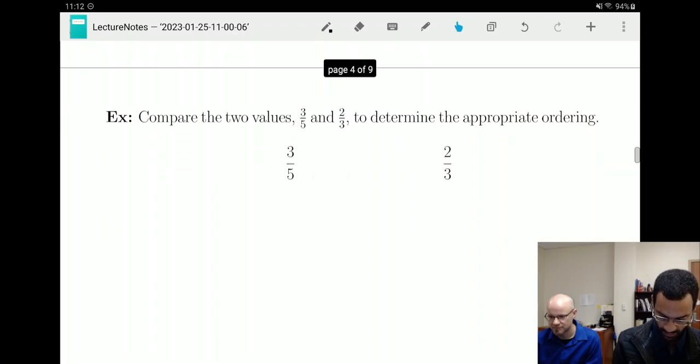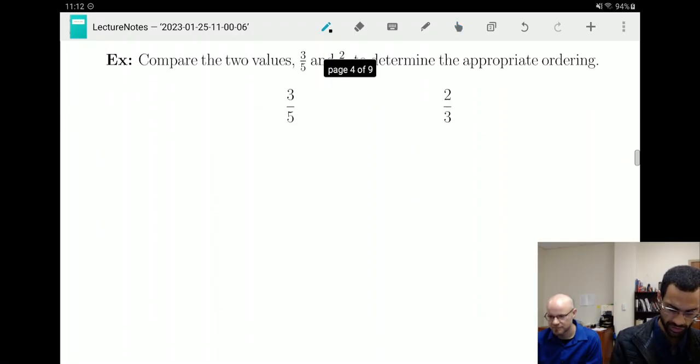Okay, let's talk about comparing 3/5 and 2/3. Let's see if we can compare their sizes and decide which one's bigger and which one's smaller. There are different approaches to this. I think the usual way people first learn how to do this is just to divide it out and get a decimal approximation for the values.